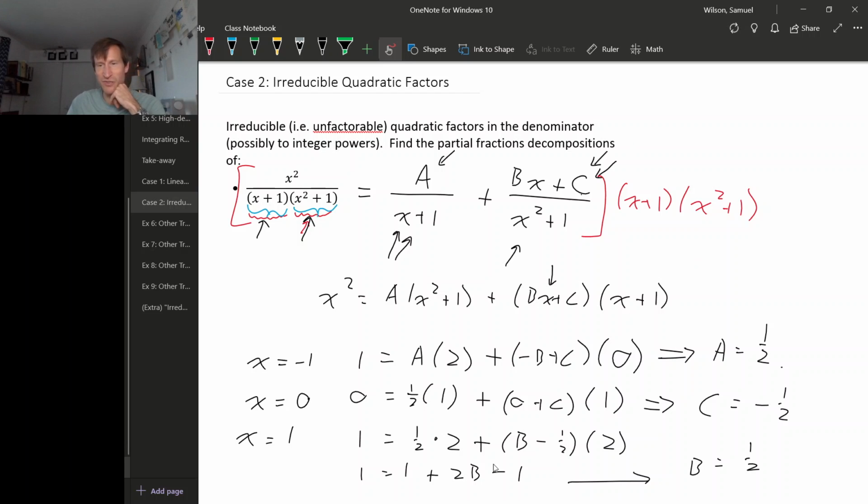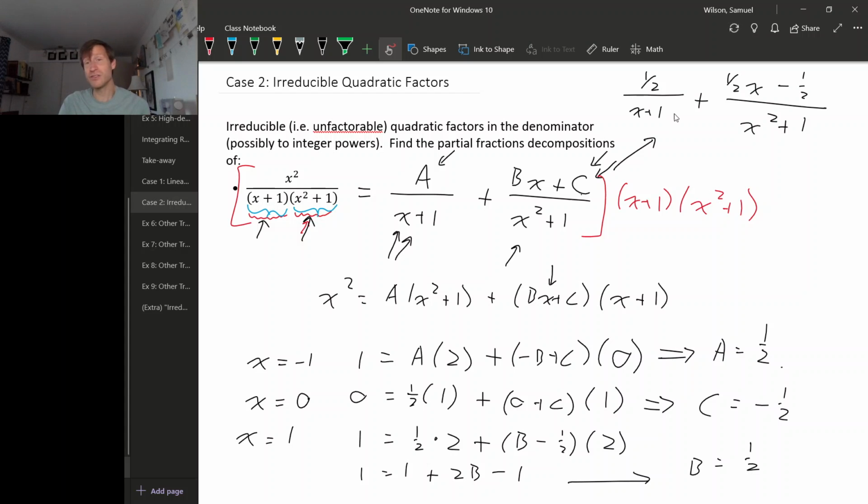Okay, so now our partial fractions, I'm kind of out of room, so I'm going to write the partial fractions decomposition up here. It's a, which is a half, over x plus 1, plus bx plus c, so b, which is a half, x plus c, so minus a half, over x squared plus 1. All right, and then how would we integrate this thing?